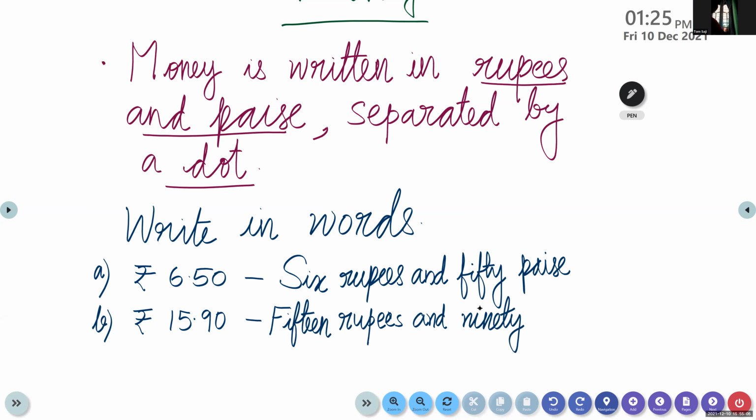Ninety. Ma'am, which book? No book, notebook only. Okay, 15 rupees and 90 paise. Or we can write the number also. Which number, my dear? You have to write this question, and you have to write the answer. We want to write the answer in numbers, but it is asked to write in words. So you have to write in words. That's all.